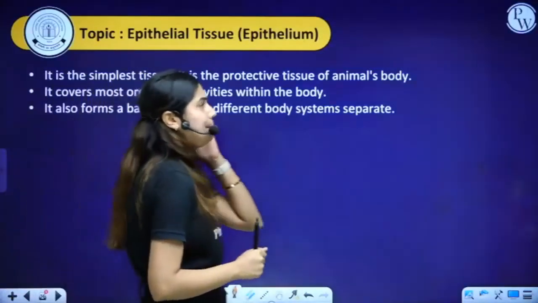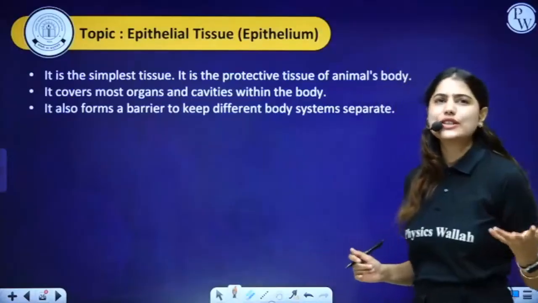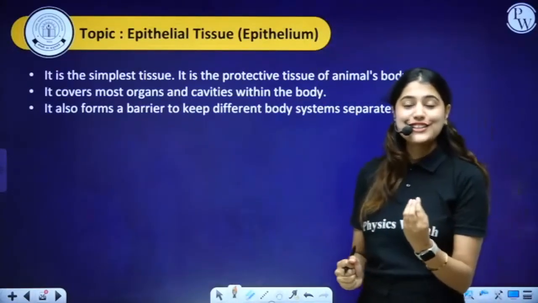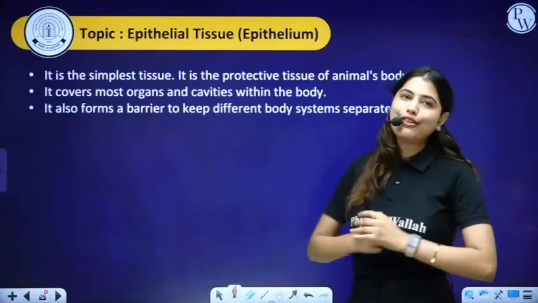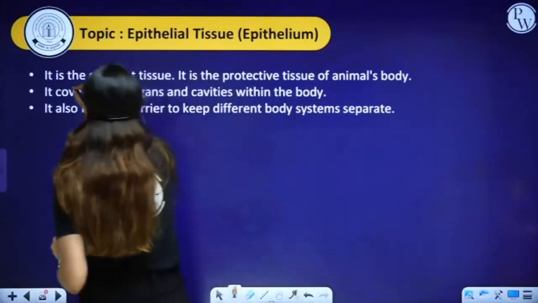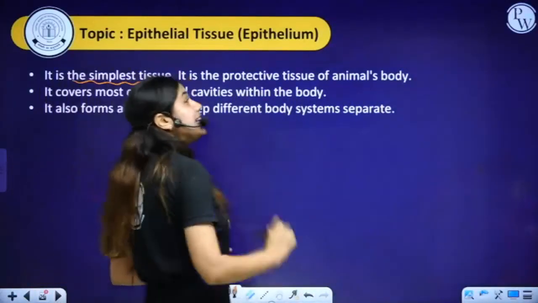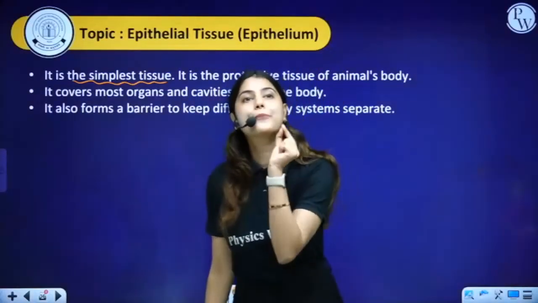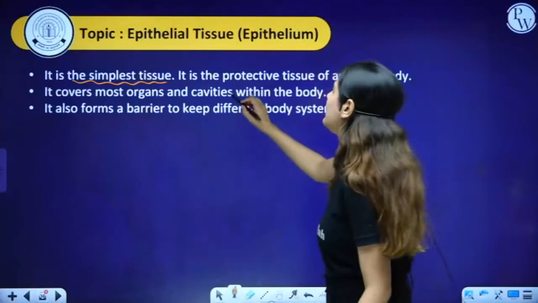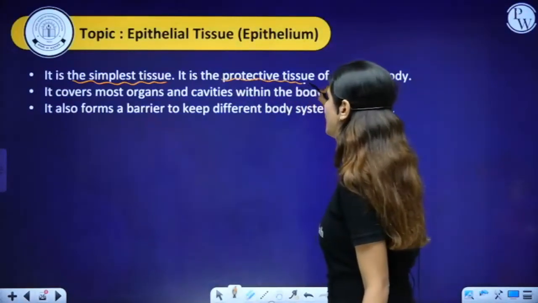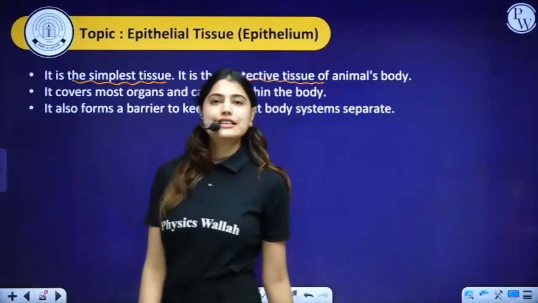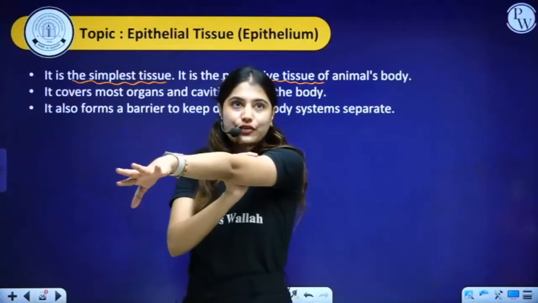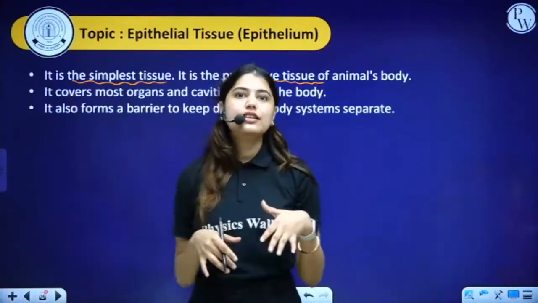Let's start with epithelial tissue. Epithelial tissue is also called the epithelium. This epithelial tissue is the simplest type of animal tissue, and it is the one which helps to provide protection. So it is the protective tissue. Where will this be present? It will be present on our external surface, and also the internal surface.